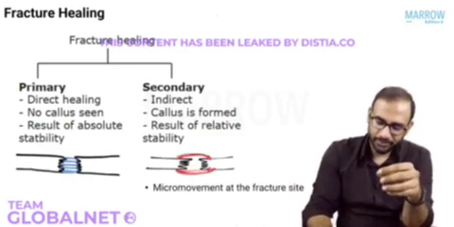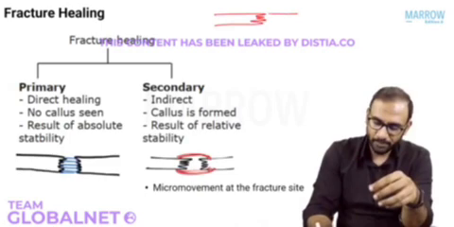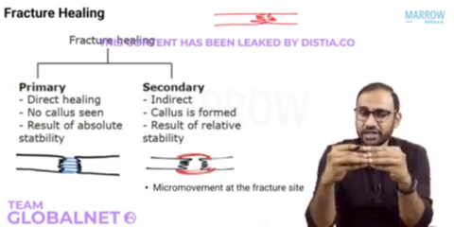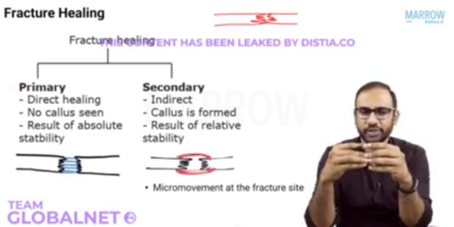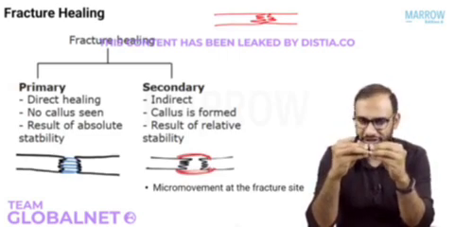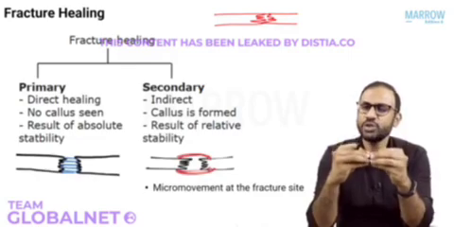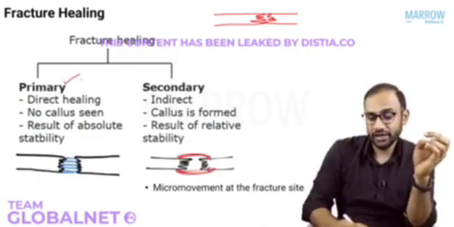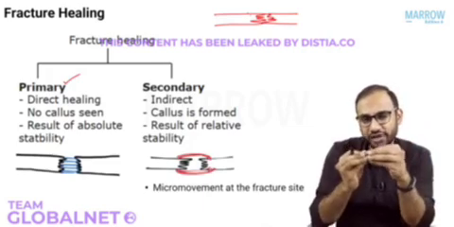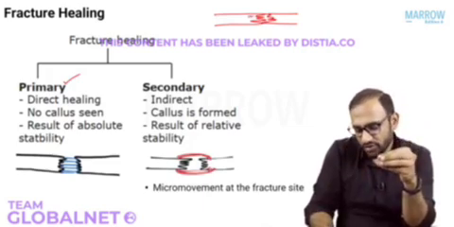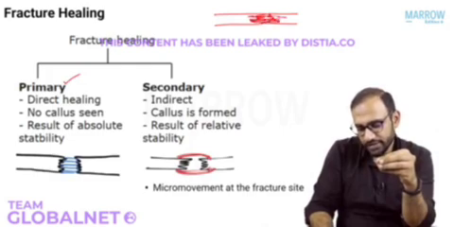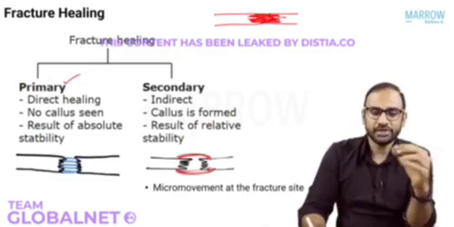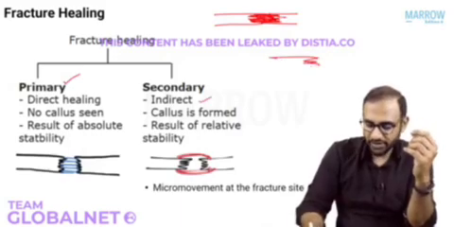Whenever there is a break in the bone, if the fracture is held very rigidly without any kind of movement, a rigid fixation which has absolute stability, meaning no movement at all, you get something known as primary or direct healing. Because the bone is so fixed and so rigid, the bone starts to grow into the other bone, and that's how it heals.